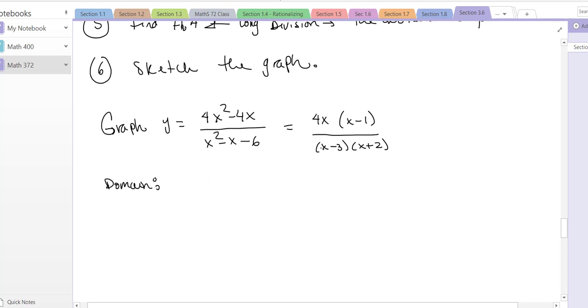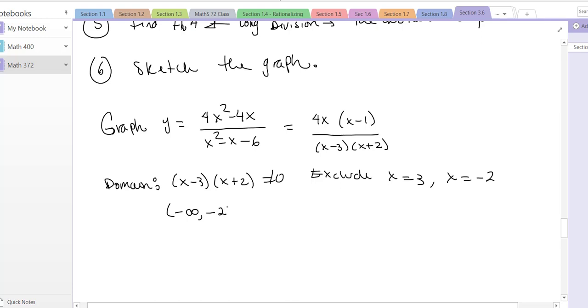I know that the denominator can't be 0. So x minus 3 times x plus 2 cannot be 0. So we're going to exclude the values that make it 0. We're going to exclude x equals 3, and we're going to exclude x equals minus 2. So the domain then is minus infinity to negative 2 comes up first, right? You always read things from left to right. So minus infinity to minus 2, not included because it can't be equal to 0, union minus 2 to 3, union 3 to infinity.